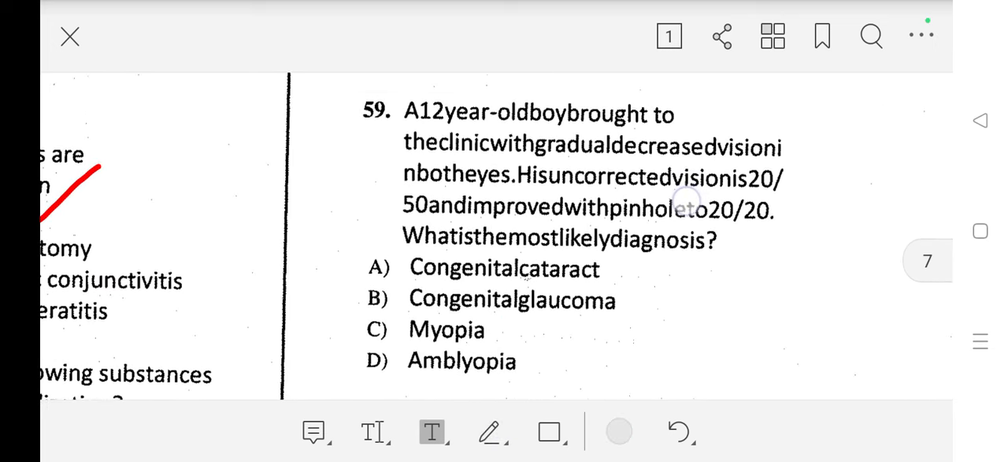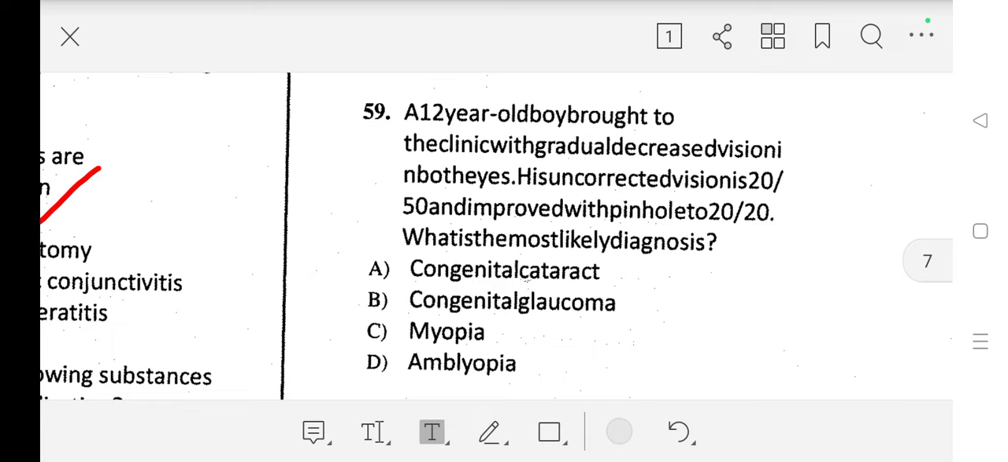Next question is, a 12-year-old boy brought to clinic with gradual decreased vision in both eyes. His uncorrected vision is 20 by 50 and improves with pinhole to 20 by 20. What is the most likely diagnosis? Congenital cataract, congenital glaucoma, myopia or amblyopia? Our right answer is C part, myopia.